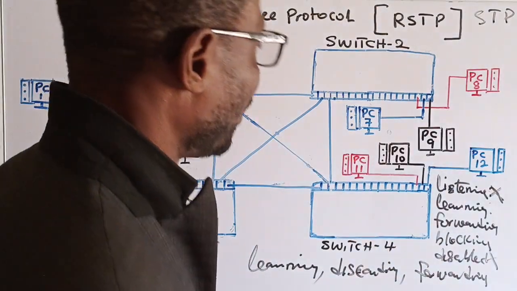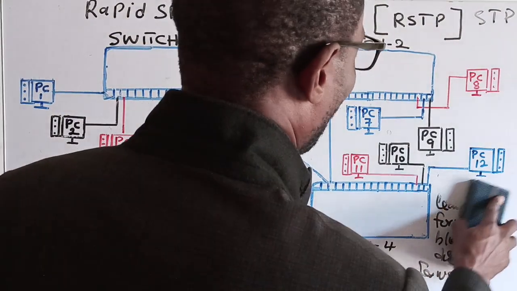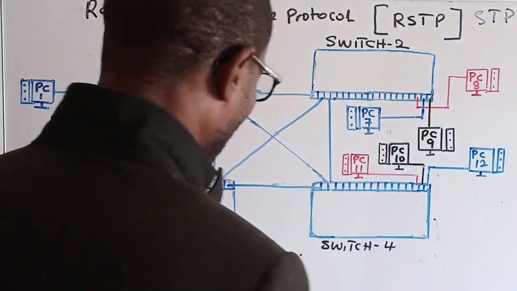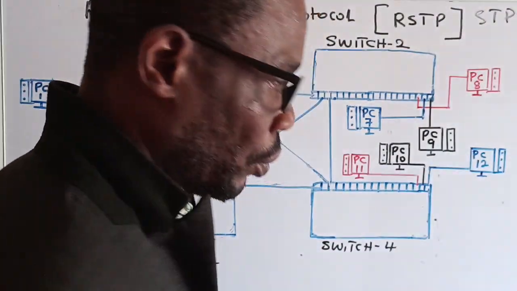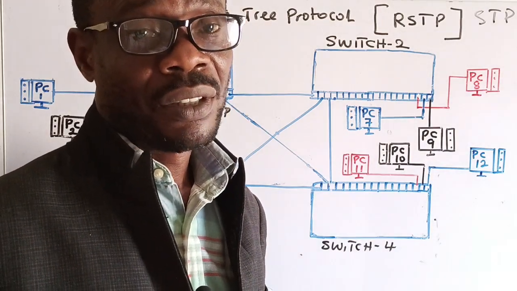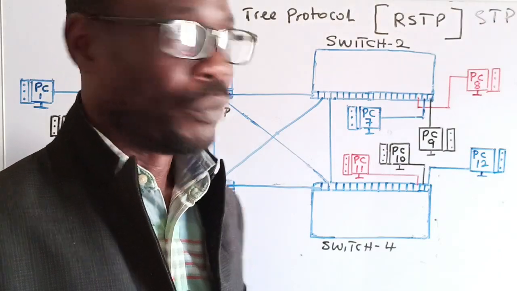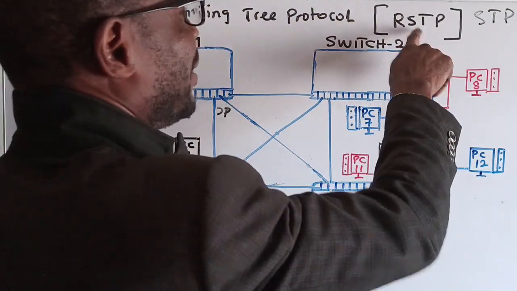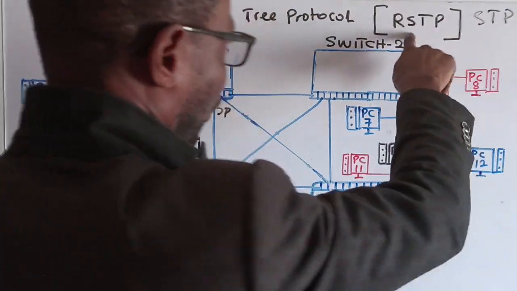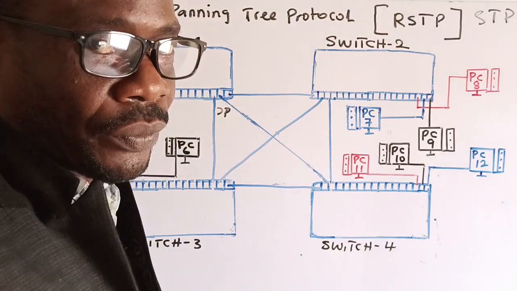There are other things you can configure in order for the network to converge so quickly. Because the difference between this and this is convergence. This converges in 50 seconds, while this one converges almost immediately.